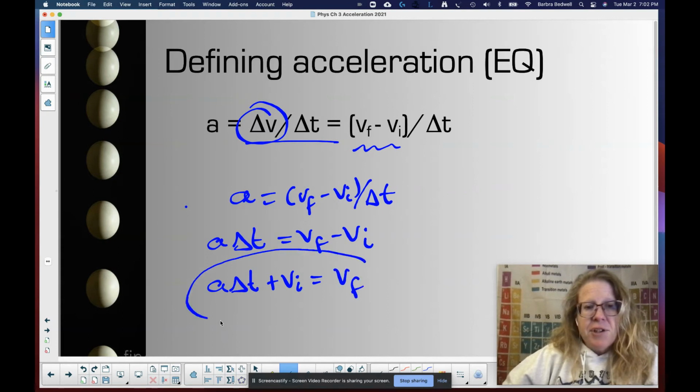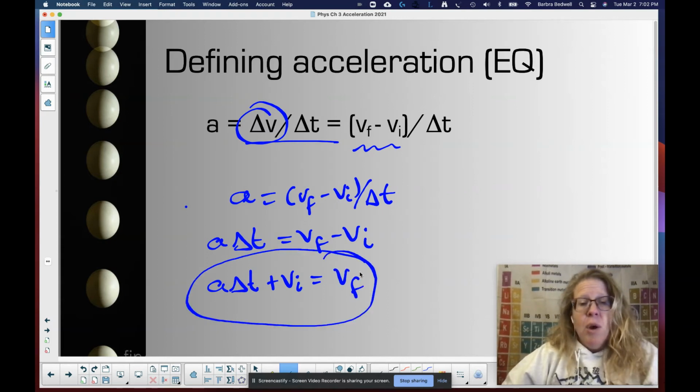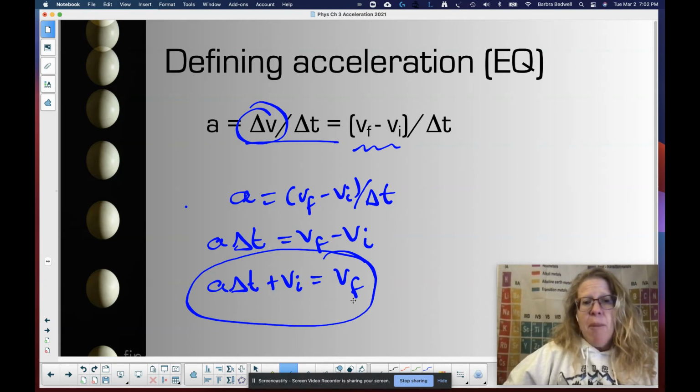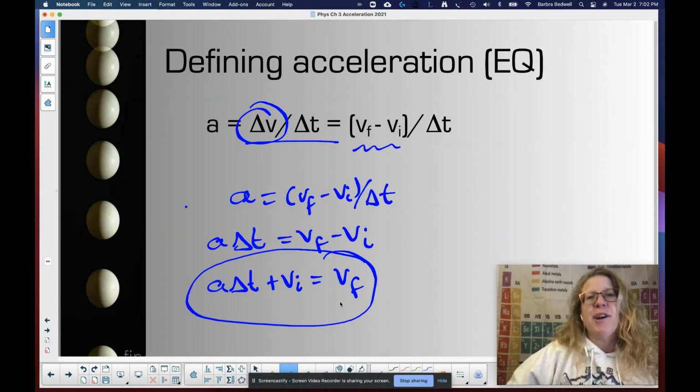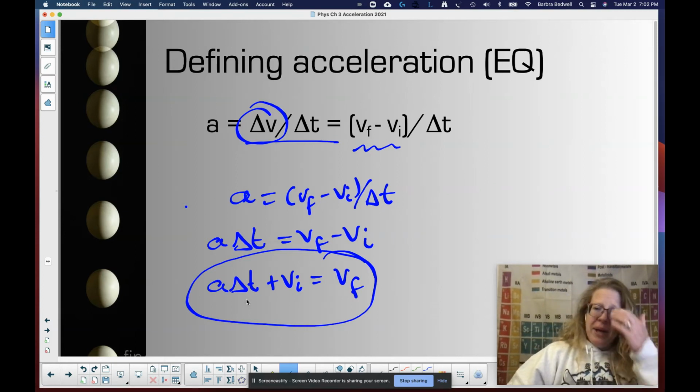This is our first kinematics equation, which is just a rearrangement of our definition of acceleration, but written in a way to highlight one of the important components. So this is how we would calculate final velocity if you know what the initial velocity was, what the acceleration and the time was. By the way, I just want to mention this as well.